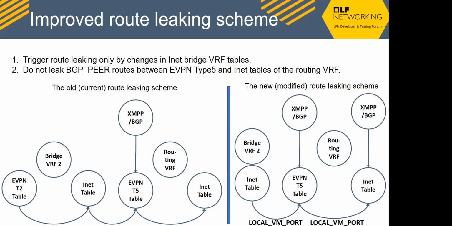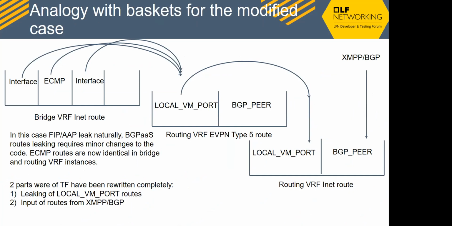After some analysis of how it all works in Tungsten Fabric, we came to the idea that it's necessary to change the scheme. First of all, the route leaking process should be triggered by changes in the INET table, not in the EVPN type 2 table. And second, we have to separate different peers in the route leaking process. It is depicted here.